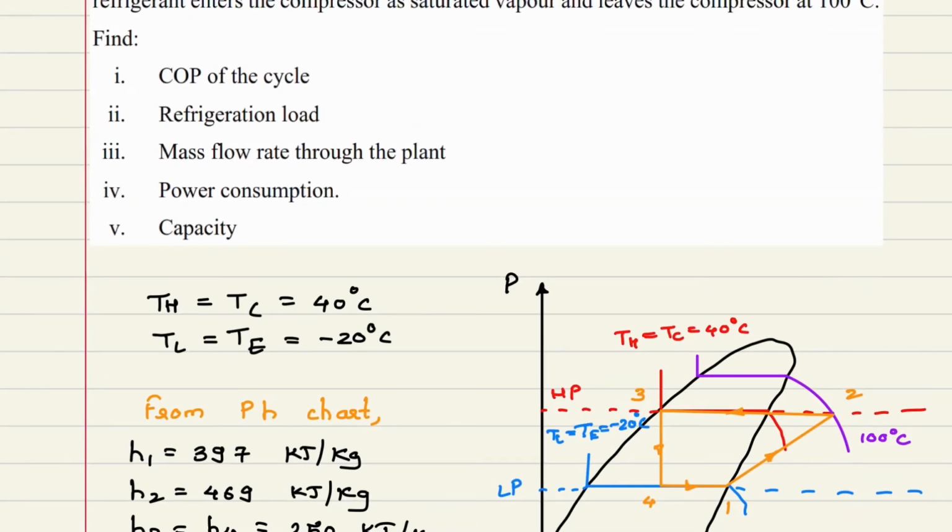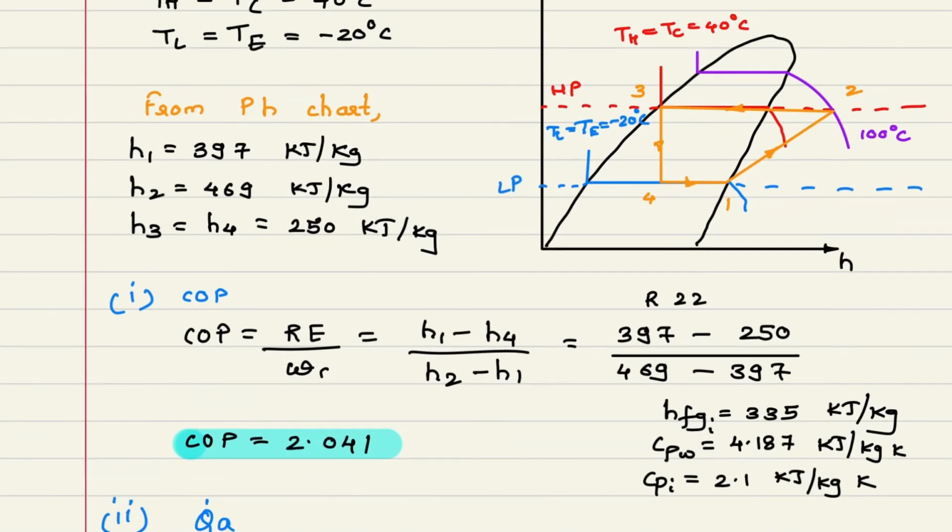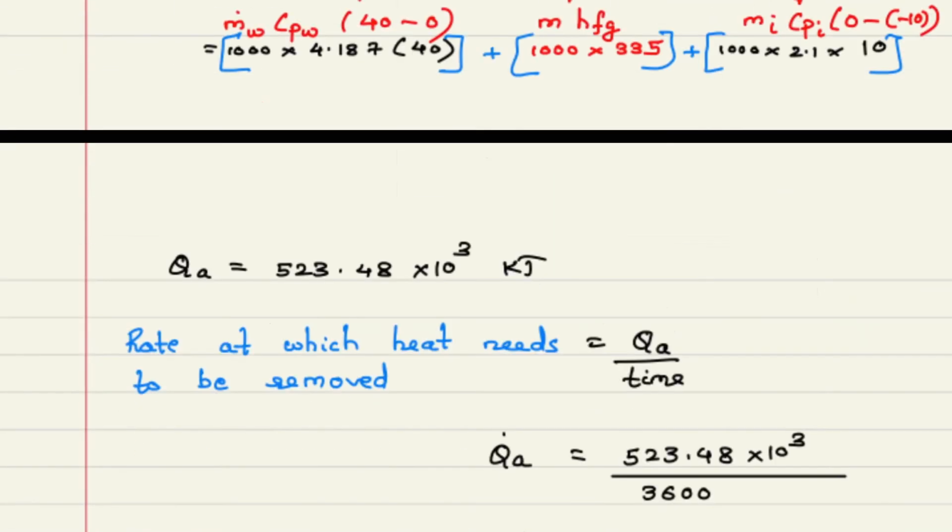And fifth sub question, what is fifth sub question? Capacity. Now we have already calculated Q dot A. What is capacity? How to calculate? Q dot A is 3.5 into capacity. So capacity will be Q dot A upon 3.5. Okay, and Q dot A we have already calculated. So next question is capacity.